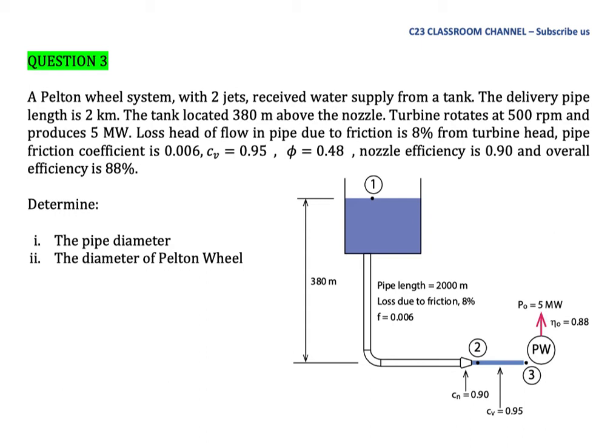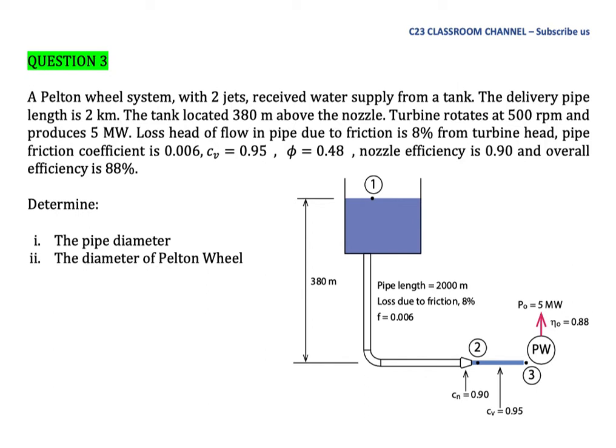Turbo machinery, Pelton wheel tutorial number 3. A Pelton wheel system with two jets receives water supply from a tank. The delivery pipe length is 2 kilometers. The tank is located 380 meters from the nozzle.